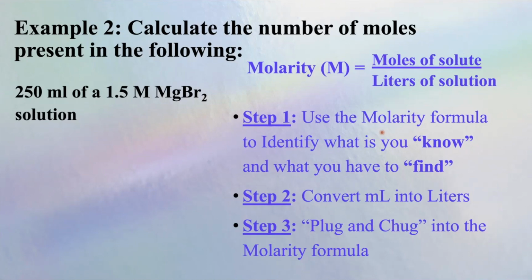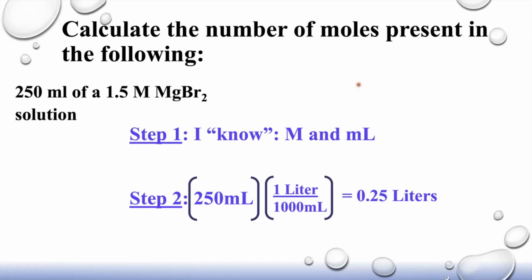Number 1, identify what I know and what I need to find out. I know some things over here in the problem. And what do I need to find out? It's asking me to find the number of moles. Step number 2, because I've been given milliliters and the formula uses liters, we need to convert milliliters into liters. Then from there, we use this formula and start plugging and chugging. So let's get started.